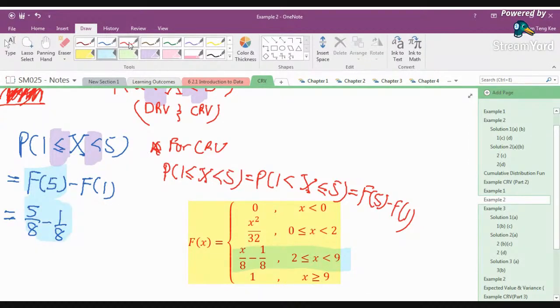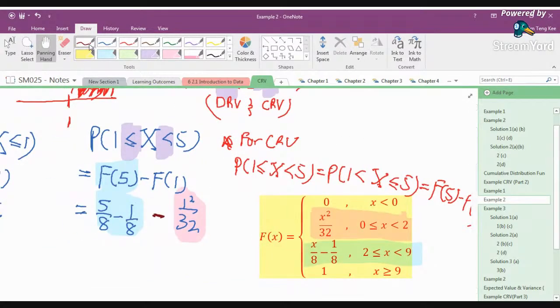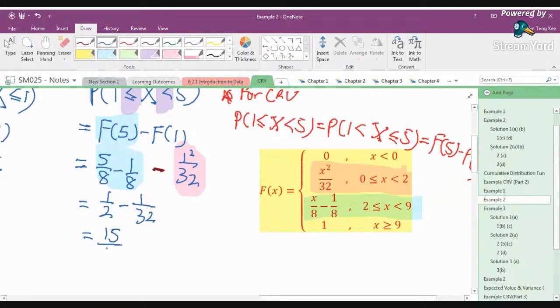So this is for f5. And then it will be followed by minus my f1. So in here, my f1 refers to the second function. So I substitute, I will have 1 squared over 32. So this is referred to the second function. Then as a result of our calculation, when you simplify your answer here, you have 4 over 8 minus 1 over 32, and this will give us 1 over 2 minus 1 over 32, and as a result, I have 15 over 32. There goes your answer.